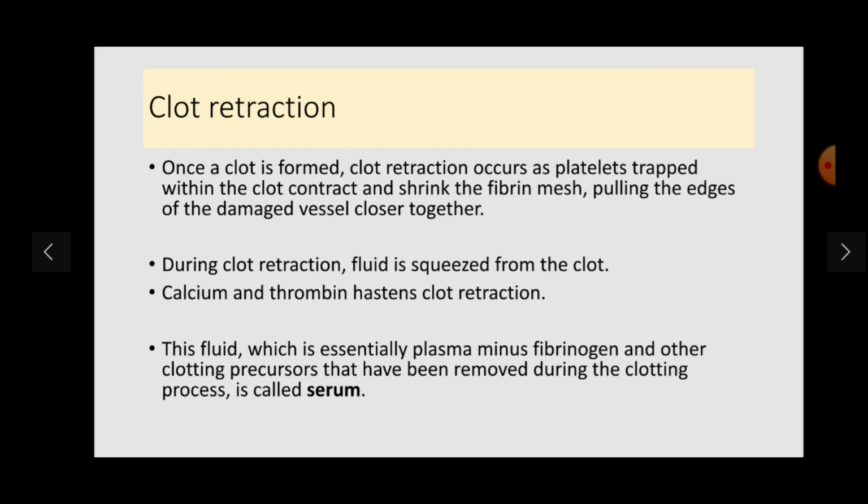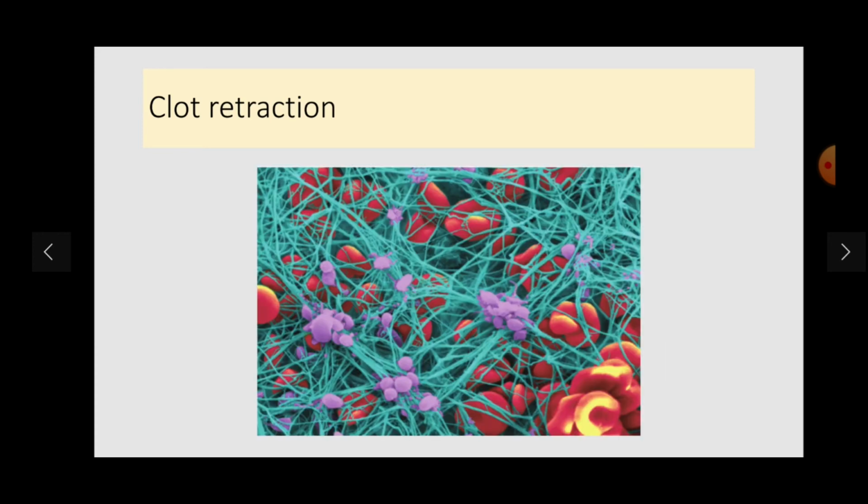Calcium and thrombin increase clot retraction, and during clot retraction, fluid is squeezed from the clot. This fluid, which is essentially plasma minus fibrinogen and other clotting precursors that have been removed during the clotting process, is known as serum. So because of clot retraction, serum is removed from the clot. Here in this picture we can see clot retraction.